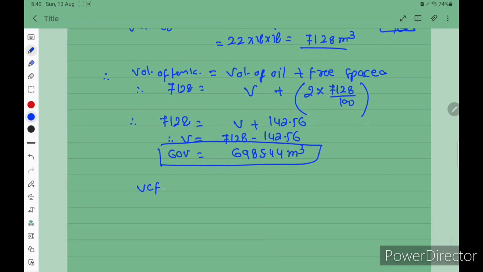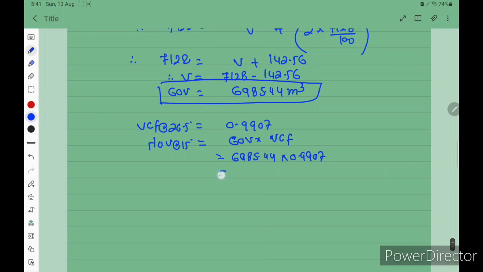Now the volume correction factor at 26.5 degrees centigrade is 0.9907. So net observed volume at 15 degree temperature is equal to GOV into VCF. So 6985.44 into 0.9907 gives 6920.47 meter cube, the net observed volume at 15 degrees centigrade.